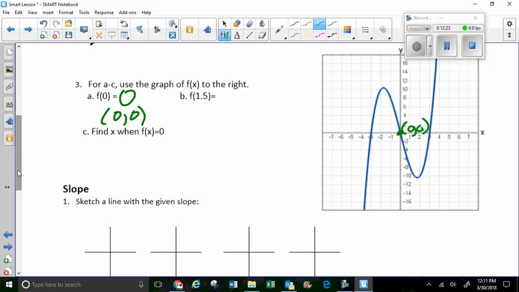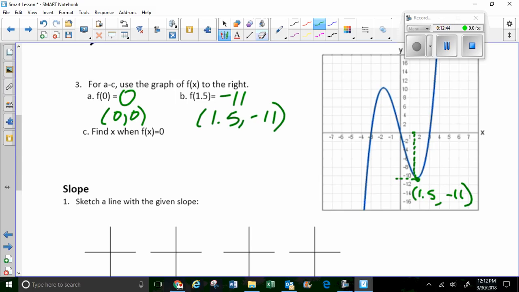For f of 1.5, we are going to go where we have an x value of 1.5, and kind of follow that down. So for an x value of 1.5, it looks like I've got a y value of -11. So there you go, (1.5, -11).